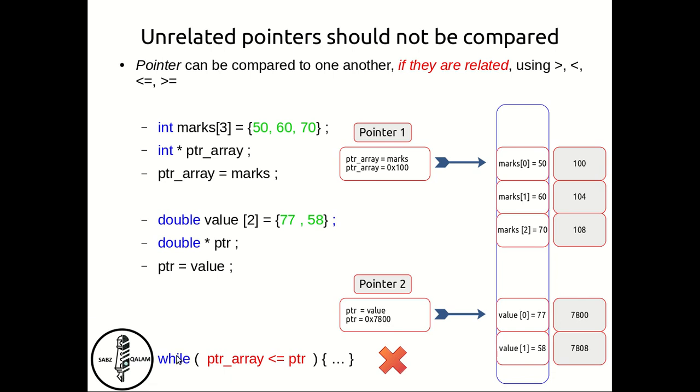Now if you try to compare this pointer, which is pointing at a completely different array, to this pointer, which is pointing at a completely different array, well, not a very good idea, and this should be avoided. So remember, pointers that are related can be compared, but for pointers which are not related, their comparison just doesn't make any sense. Hence this large red cross.